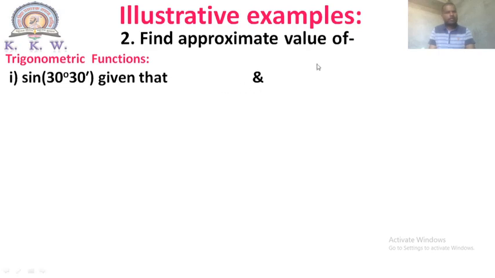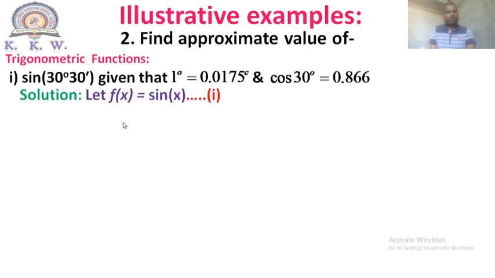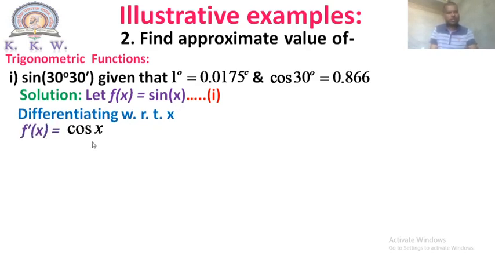So find approximate value of sine 30 degree 30 minute, given that 1 degree is equal to 0.0175 radian and cos 30 degree is equal to 0.866. Now we'll find f of x appropriate to the given value sine 30 degree 30 minutes. Therefore f of x is sine x. Differentiate it with respect to x, you will get f dash of x. Derivative of sine x is cos x.